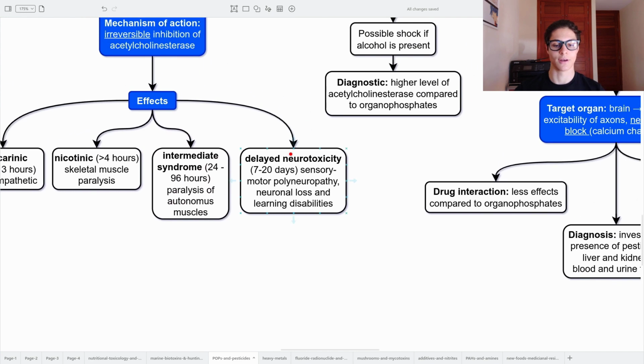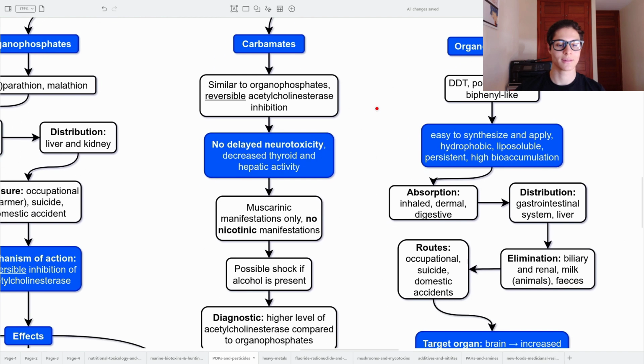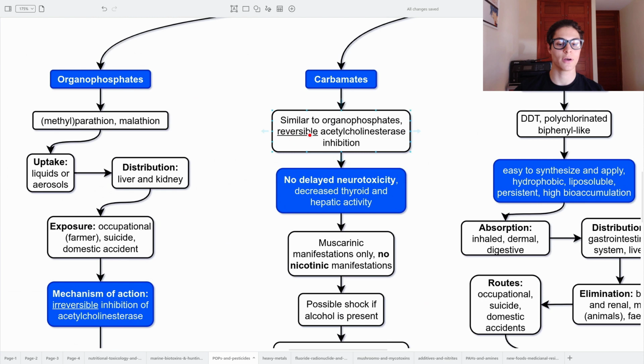And the delayed neurotoxicity is from 7 to 20 days, and it has to do with the sensory motor polyneuropathy, neuronal loss, and learning disabilities. All of these have to do with the acetylcholinesterase, which synthesizes acetylcholine, which is used by our neurons for the synapses. Carbamates, on the other hand, they are similar to the organophosphates, but they have a reversible acetylcholinesterase inhibition.